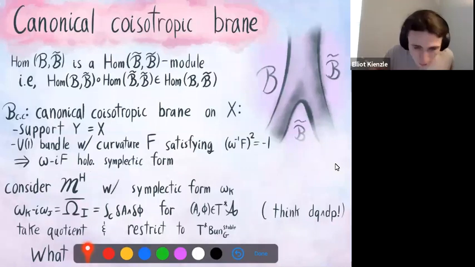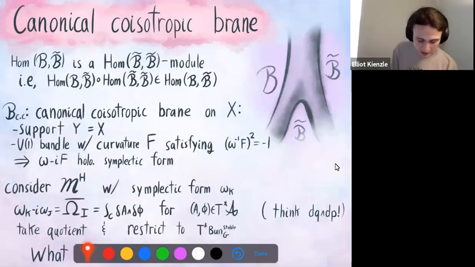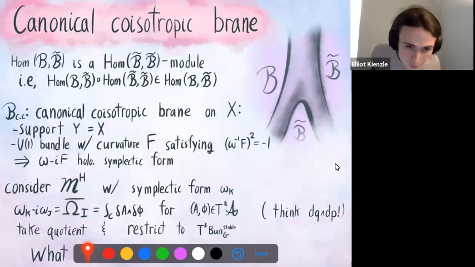And it turns out if you impose the A brane condition on it, you have a U1 bundle, and we demand that the curvature of this U1 bundle satisfies that the inverse of omega, the inverse of the symplectic form, times the curvature 2-form is an almost complex structure. It squares to -1. Now, the more useful version of this requirement is basically saying that by adding the symplectic form and the imaginary curvature form together, you can combine them into a holomorphic symplectic form.